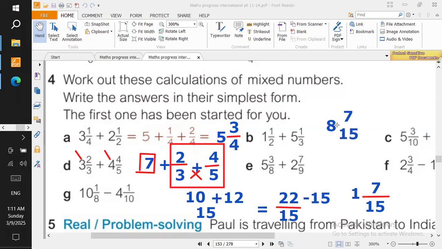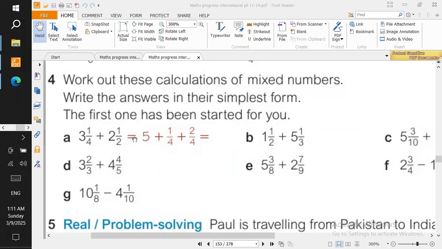So when you work with mixed numbers, focus on turning them into improper fractions, adding them, subtracting them, and working with them. That's it for this question. Let's move on to the next one.